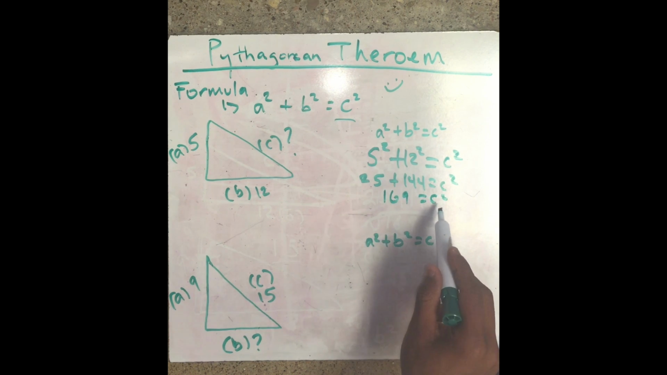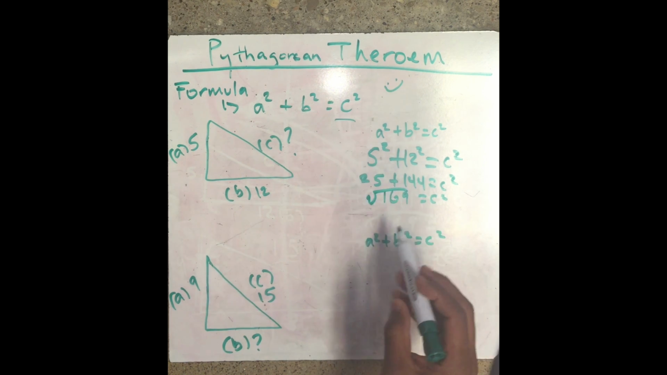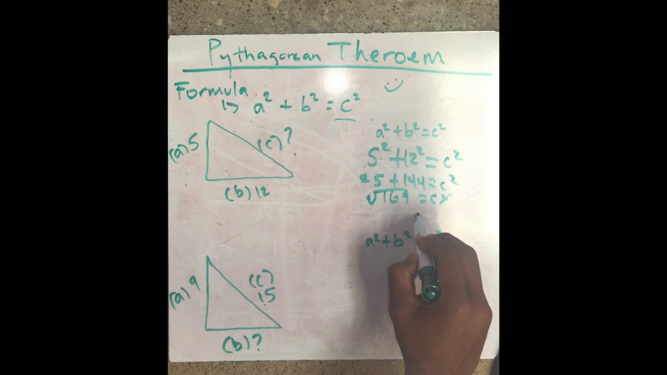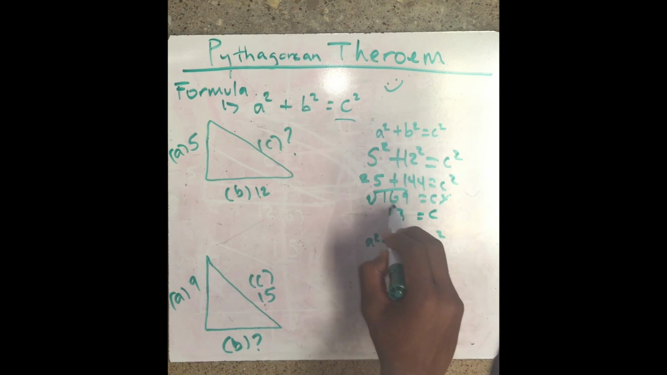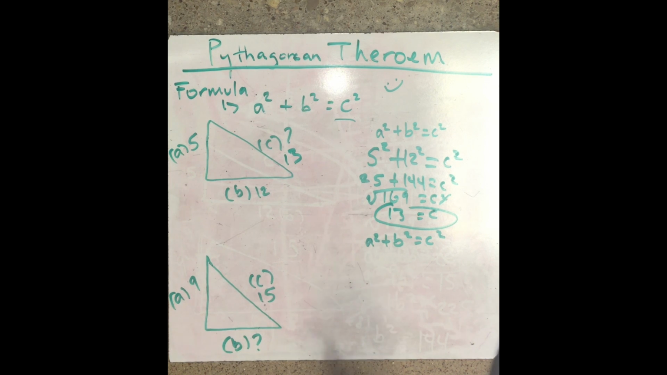We have to get the c alone. We have to get out of the squared. So we're going to square root 169, cancel that out. C equals 13, and 13 would be our value for c.